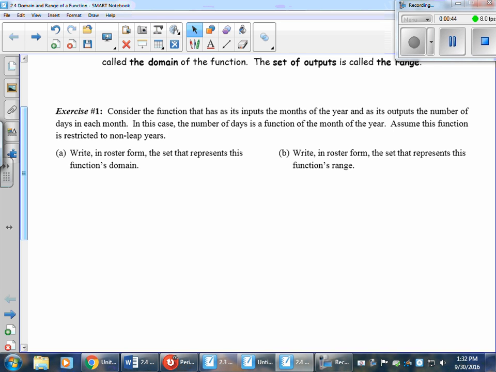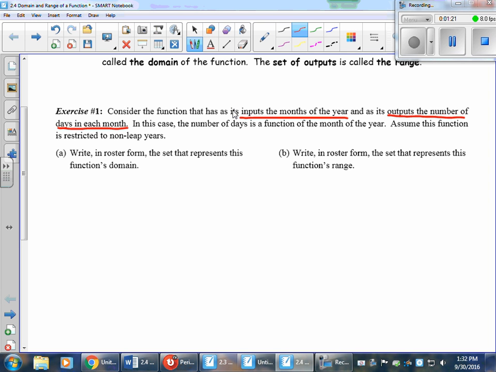Consider the function that has its inputs as the months of the year and the outputs being the number of days in each month. Again, if you're able to annotate, it's a good idea. So the inputs are the months of the year, and the outputs are the number of days in each month. In this case, the number of days is a function of the month of the year. Assume this function is restricted to non-leap years. In other words, we're not going to consider the extra day in a year with 366 days.